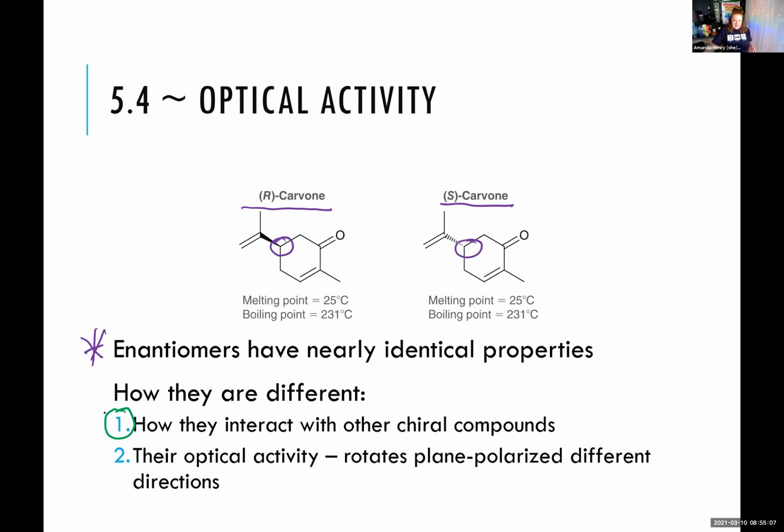The other thing that makes them different, and this one's just kind of a weird thing, but optical activity. So we're going to talk on the next few slides what this means, but they rotate plane polarized light in different directions. All right, so we got to define all that because that just sounds weird.